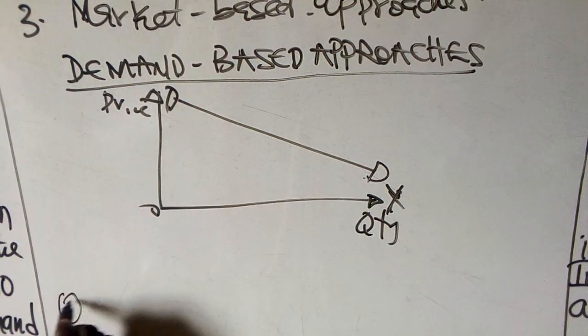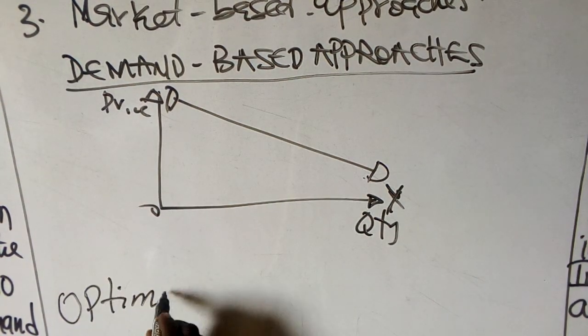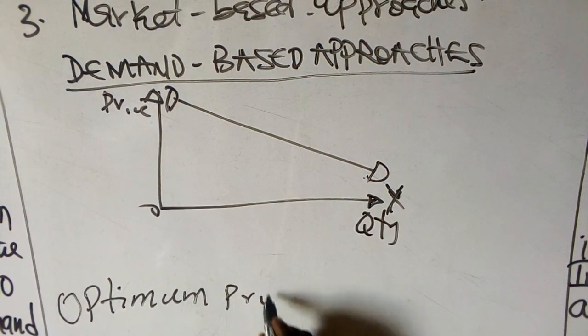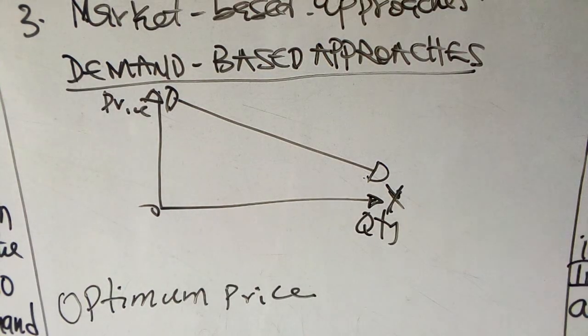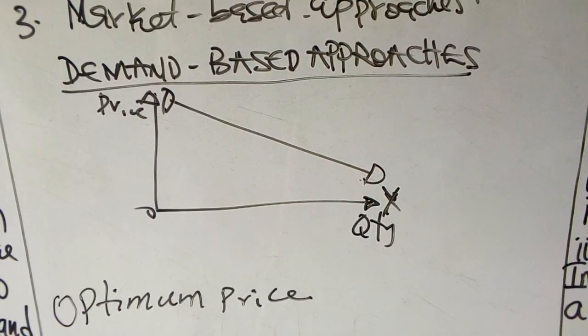What do we mean by optimum price of a product? An optimum price is the price that will lead to the maximization of profit. That is the price at which profit can be maximized. That means if you sell at that price, then you are going to get the maximum profit. That price is known as the optimum price.